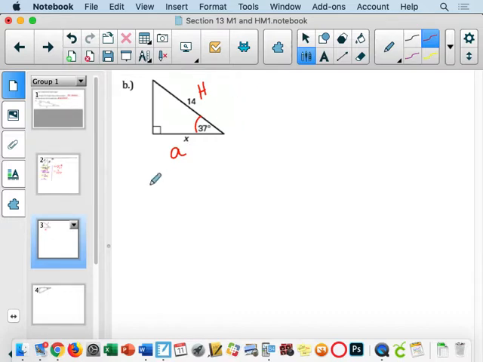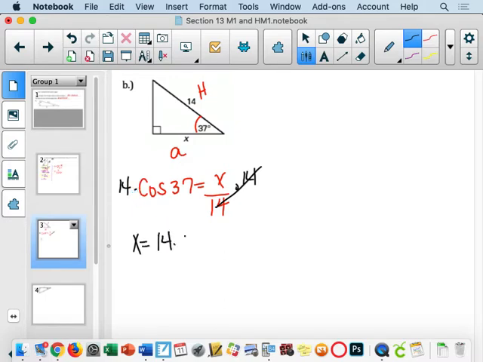Cosine. So cosine of 37 must equal x over 14. Adjacent divided by hypotenuse. Now this goes a little bit faster. When this coefficient, this 14, is in the denominator, I only have to do one step to get x by itself. The opposite of divide by 14 is multiply. Multiply both sides by 14. It cancels.